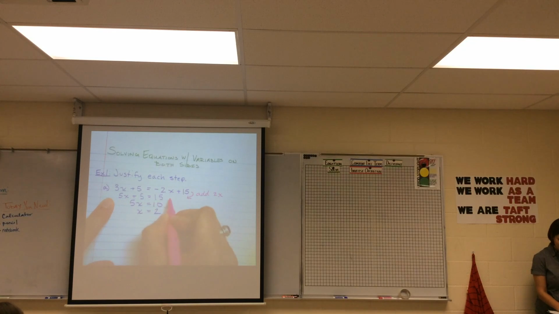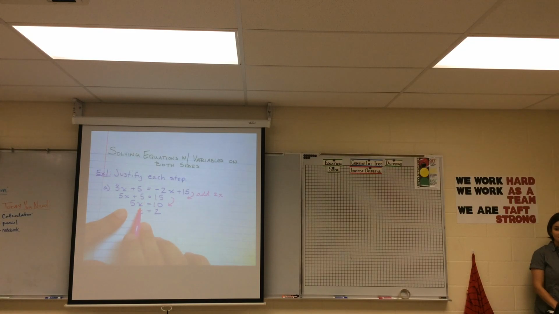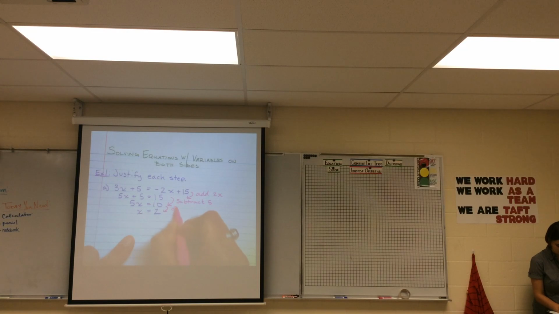So then from the second line to the third line, I go from 5x plus 5 to just 5x. And on the right side, I go from 15 to 10. So what happened? Subtracted 5. So subtract 5. All right, and finally, from the third line to the fourth line, I go from 5x to just x, and from 10 to 2. So what happens? We're going to divide both sides by 5.